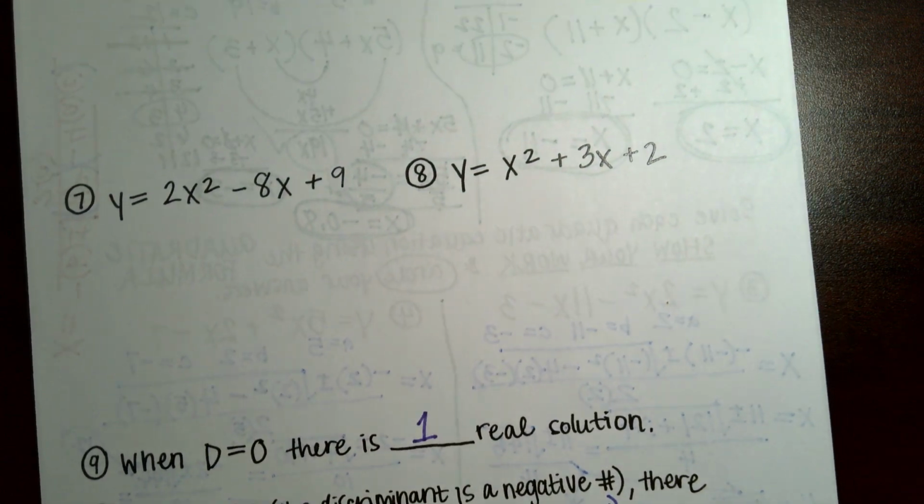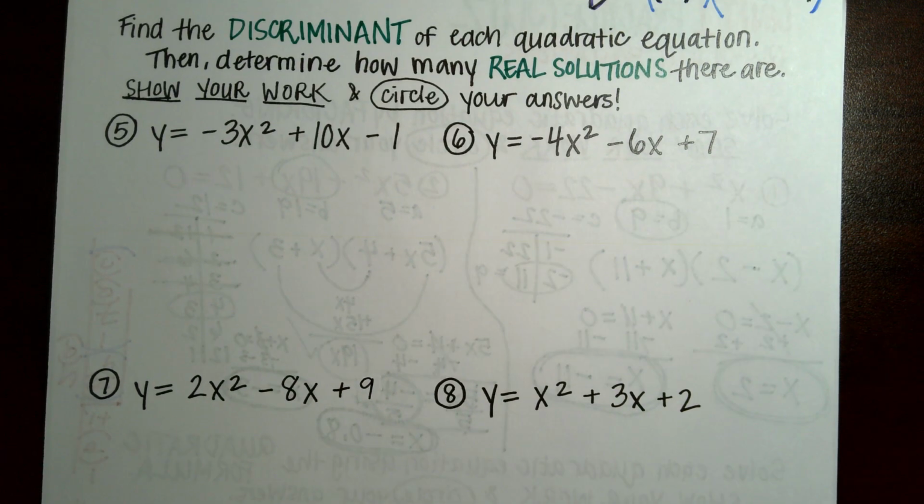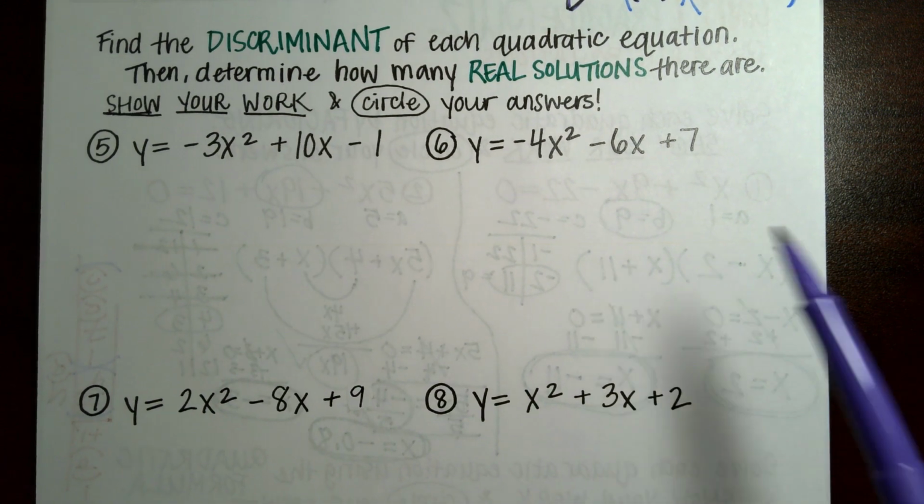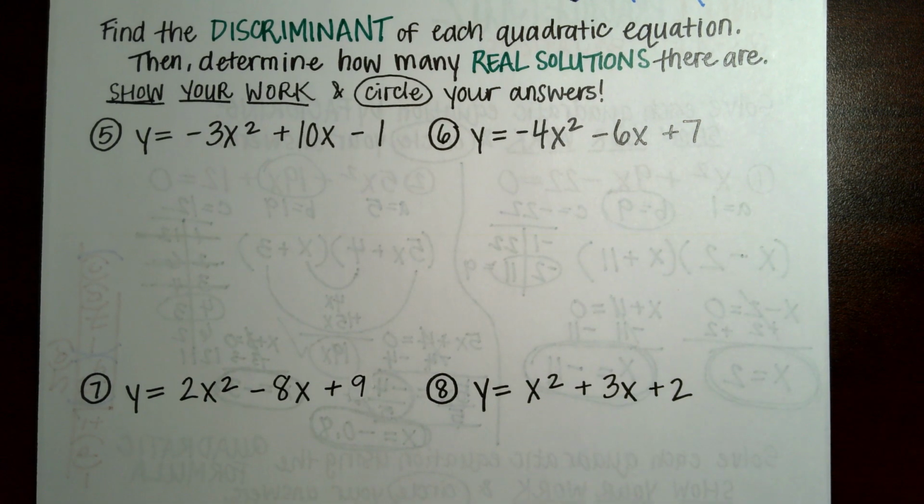Okay. Now we'll be able to use that as a guide to help us answer these 4 questions. So first, we're finding the discriminant of each equation, and then we decide, based on the answer we get, how many real solutions there are. You gotta show your work, you gotta circle your answer. So let's do number 5. What should I do first? Can I go ahead and answer?